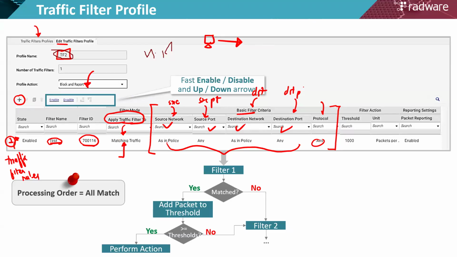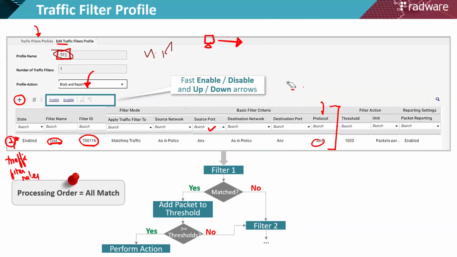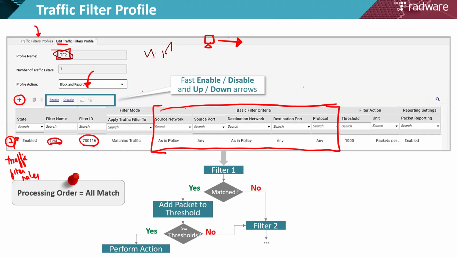So what is matching traffic? Any traffic which meets all this criteria. I'll just erase it down to make it better. So any client traffic which is matching this criteria, we will be applying the traffic filter to that matching traffic. And what is the action? It is to block and report.